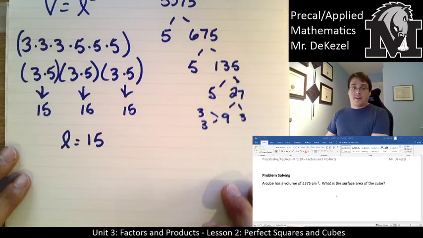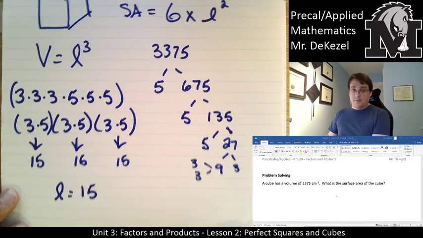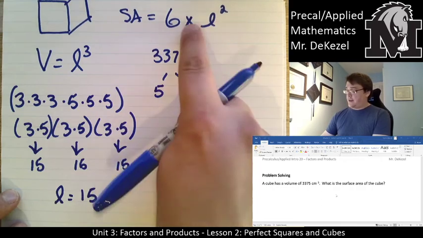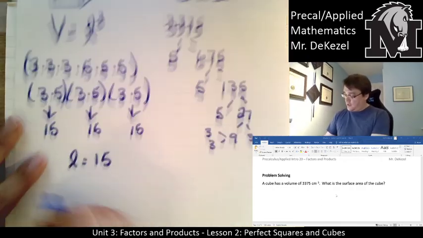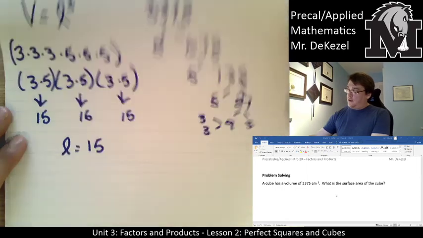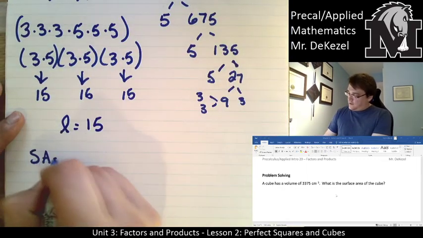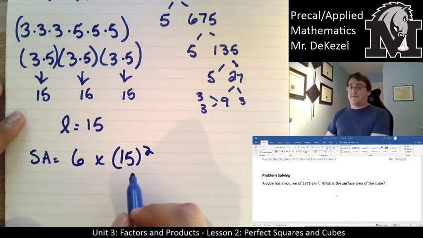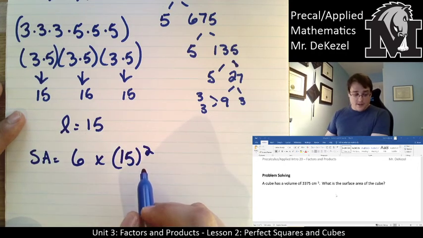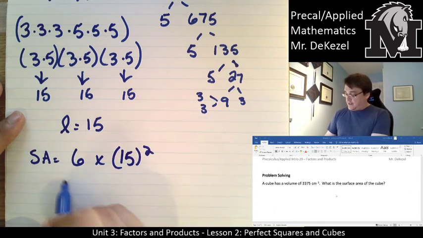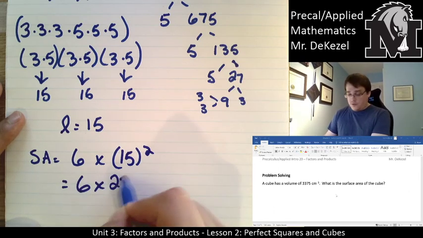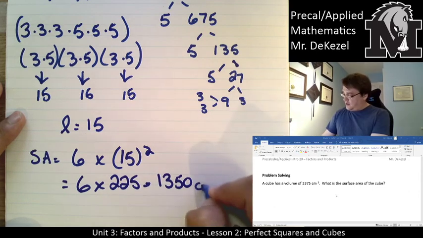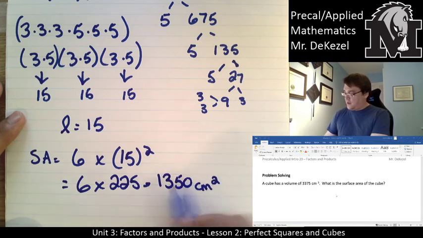Now, we know that the surface area formula is up here. All we need to know is the length to find the surface area. Length squared times 6 gives us the surface area. So let's do that. The surface area is equal to 6 times 15 squared. 15 squared is 225, and then you multiply that by 6. So 6 times 225 equals 1350. And that's centimeters squared because we're talking about a surface area.